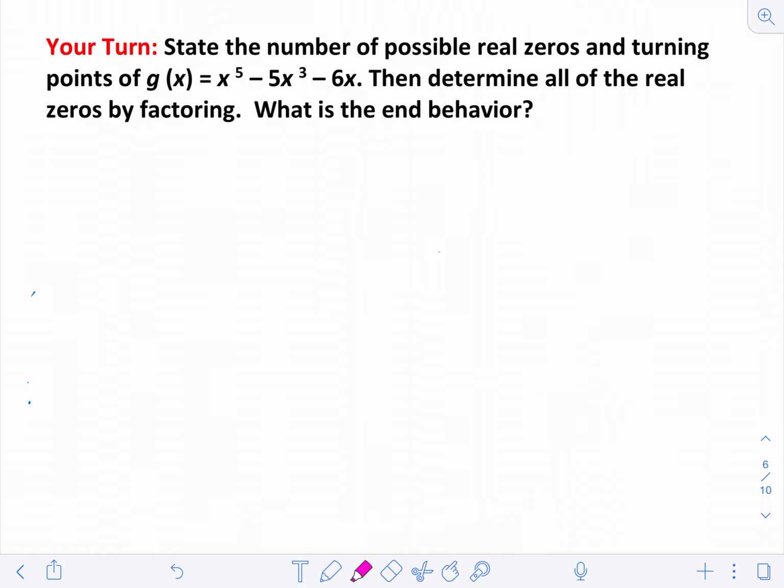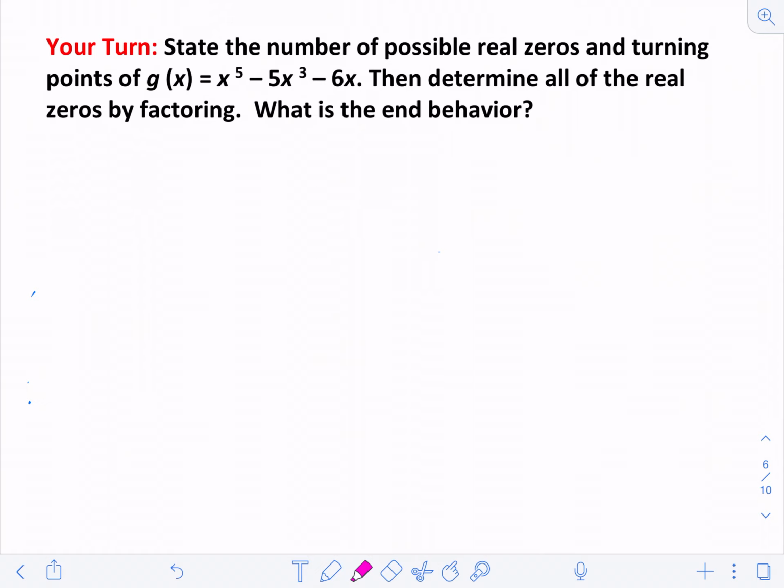So your turn. I want you to look at what are the possible number of real zeros, right? At most, how many zeros, and at most, how many turns is this going to have? And then I want you to factor this. Here's a hint. Can you pull something out first, and then can you use that u replacement technique that we just did? And then once you do that, I also want you to tell me about the end behavior. What's the end behavior here? What is the limit as x approaches negative or positive infinity?